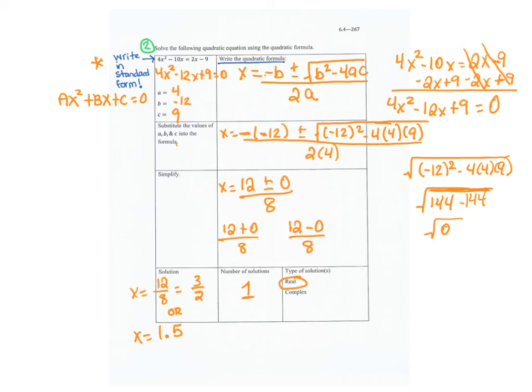So in this case, if I have one solution, that means my quadratic touches my x-axis in one spot, and it doesn't cross my x-axis in multiple spots.